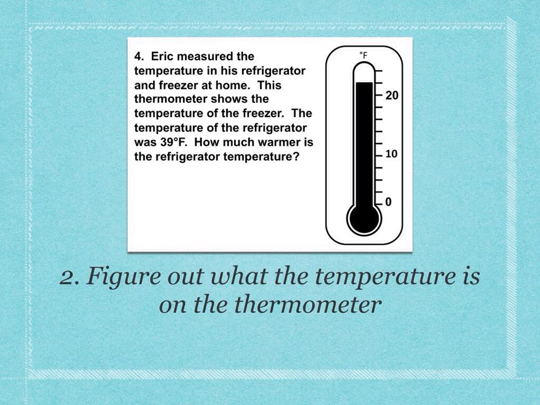For this problem, the next thing I'm going to need to do is figure out the temperature of the freezer. And in order to do that, I'm going to need to read this thermometer over here. So I'm looking, and it looks like each of these spaces goes up by 2 degrees. And so then it looks like here's my 20, and then there's one more mark. So it looks like 22 degrees is the temperature of the freezer.